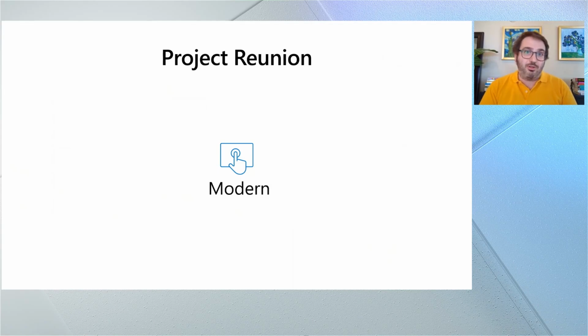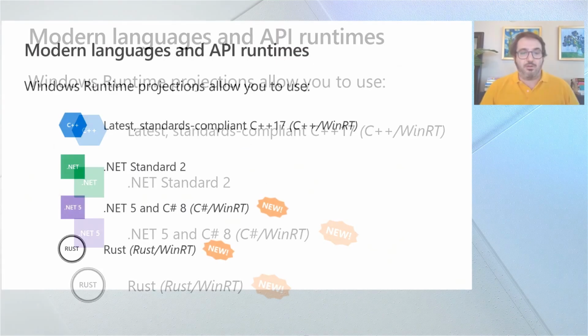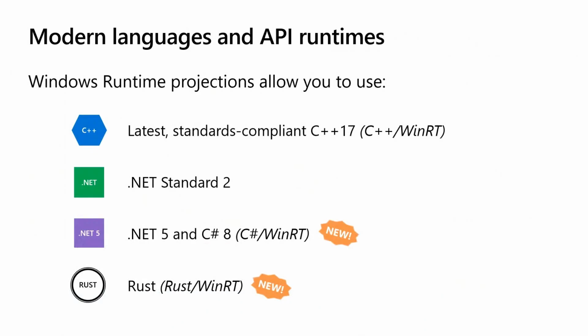Some of the places we've been using some of that open source stuff the most is in some of the modern APIs, and by that we mean the latest and greatest APIs that we've been making available for you. And so I want to highlight how Project Reunion is going to interop with those things. One aspect is the Windows runtime projections themselves. That's going to allow you to use the latest standards-compliant C++. That's what the C++/WinRT open source project lets you do.